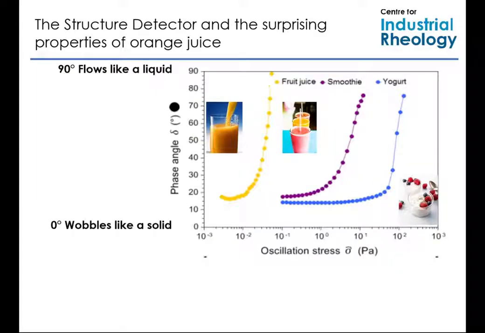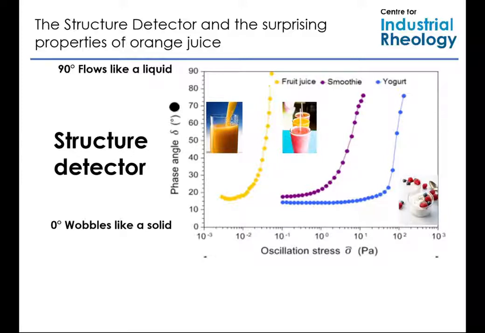In this oscillatory stress sweep, along the x-axis, we have how hard we're pushing the material, and on the y-axis, we have the phase angle, which you can think of as a sliding scale telling us whether the observed behavior at a specific stress is 0 degrees, more elastic, more highly structured, and more solid-like, or 90 degrees, more viscous and more liquid-like with no structure or a completely disrupted structure. I like to think of this as a solid structure detector test.